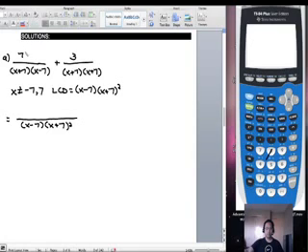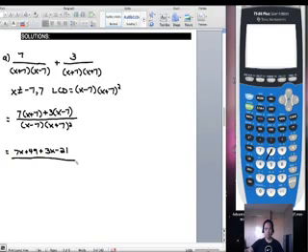Copy down the numerator from the first fraction. In order to get this up to the LCD, we're going to have to multiply it by x plus 7. Copy the sign and the numerator from the second fraction. In order to get this up to the LCD, we have to multiply by x minus 7. Okay, so let's distribute. And finally, we're just going to gather like terms at the end.